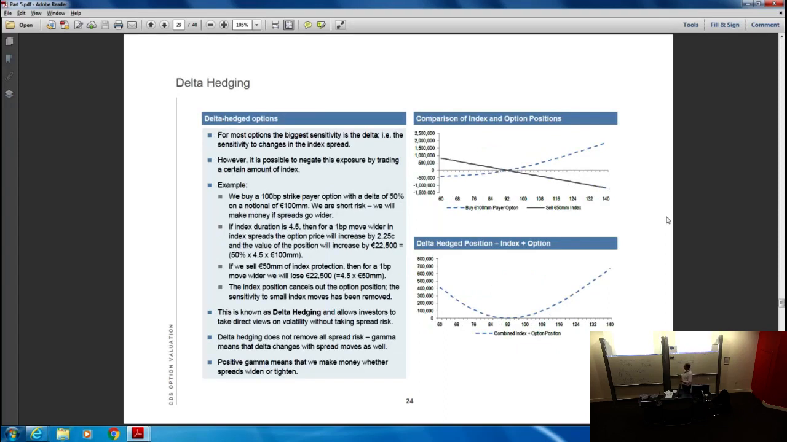So how do we think about delta hedging an option, if we take all of these things and put them together? Basically, delta hedging an option is effectively buying the option and then doing the opposite position in the underlying index. Okay? So if we bought 100 million of payer option, what is the trade that we would do in the underlying index? We would basically go and sell a receiver option against it. Okay?